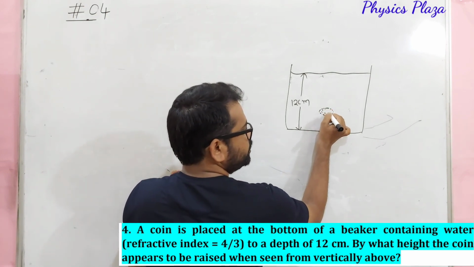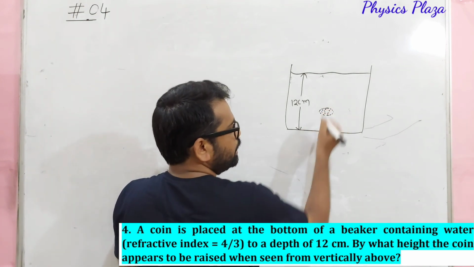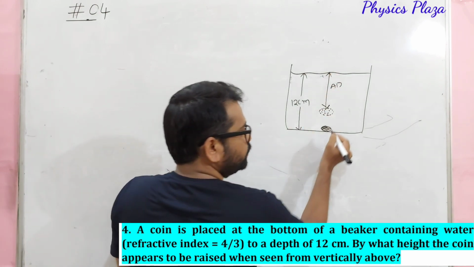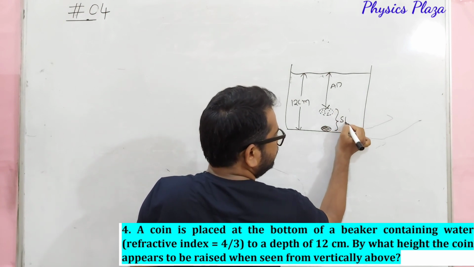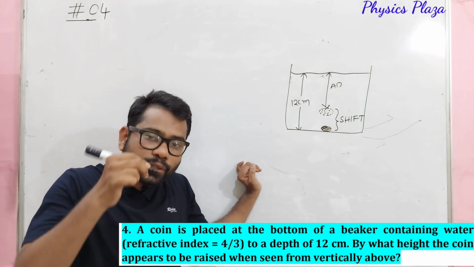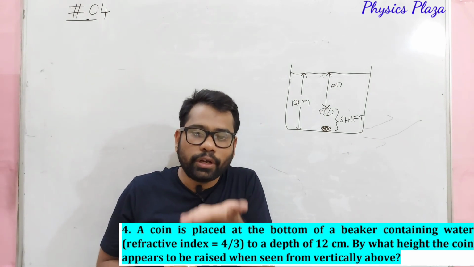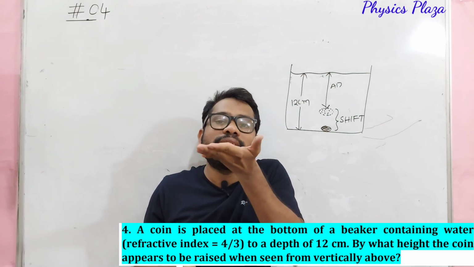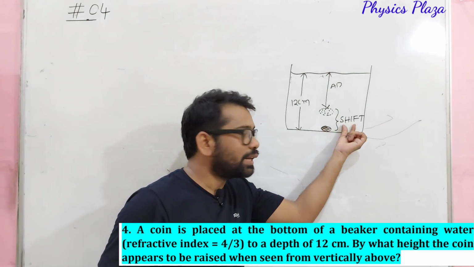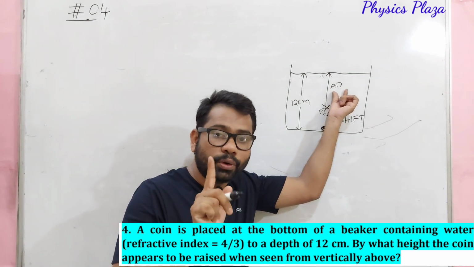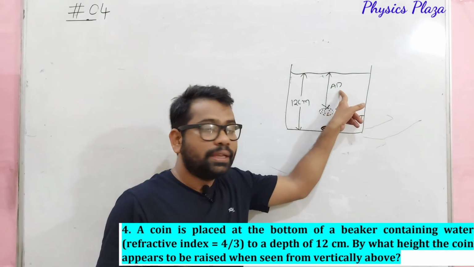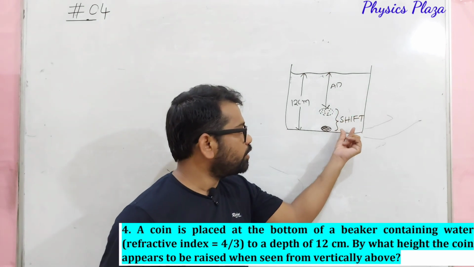So let us say it is the image of the coin. This is the apparent depth. Now this will be what, dear children? This is the shift. Now in a question, they are asking us to calculate at what height the coin appears to be raised, which means what? They are asking us to calculate the shift but not apparent depth. Don't get confused. Children, appears to be means apparent depth, but here it is asked appears to be raised. So we have to calculate the shift.